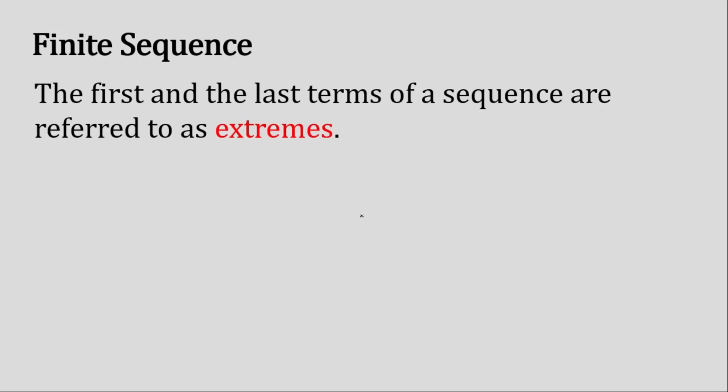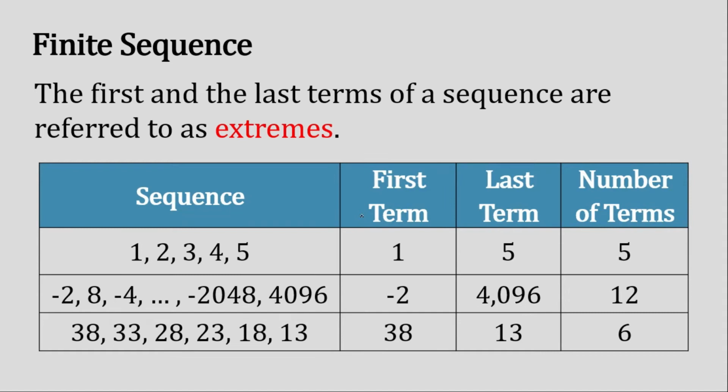The first and the last terms of a sequence are referred to as extremes. Going back to our examples, the first term and the last term are what we call extremes. So in this case, 1 and 5 are the extremes of the sequence 1, 2, 3, 4, 5, and negative 2 and 4096 are the extremes of the second sequence, and 38 and 13 are the extremes of the third sequence.